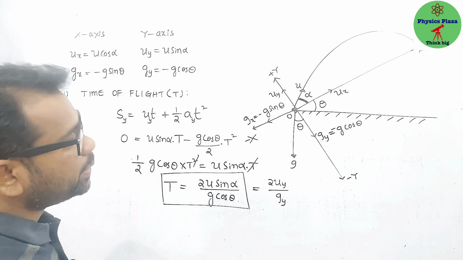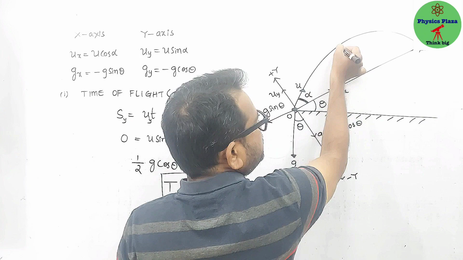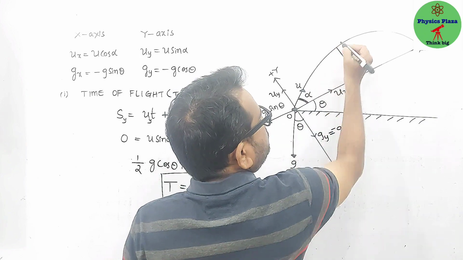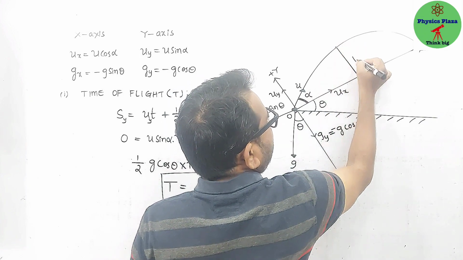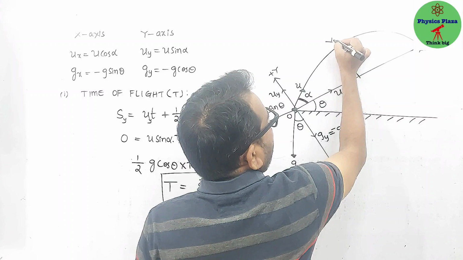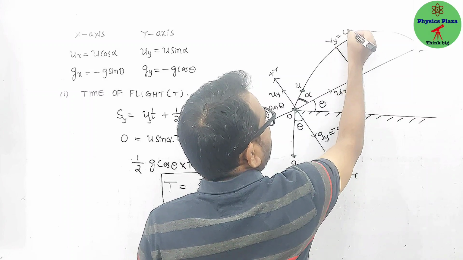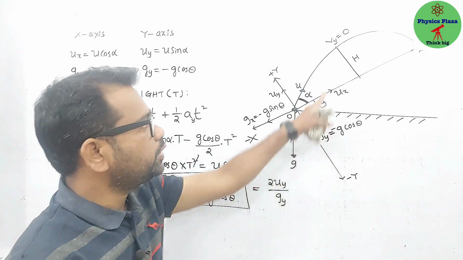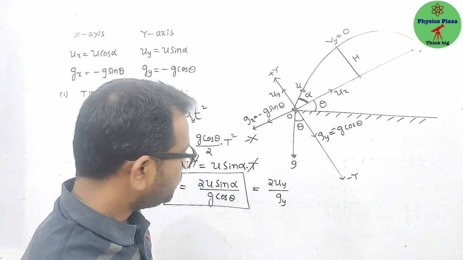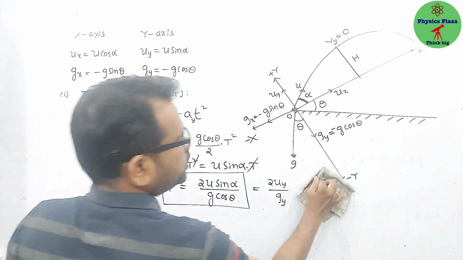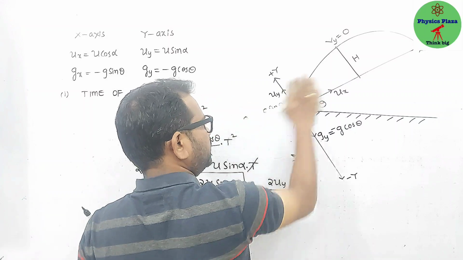Now we are going to talk about the maximum height. Yes, this is the maximum height. At the maximum height h, the final velocity of the vertical component is going to be 0. This point you should remember. I think I need some space. Can I erase this portion? Okay, now it is not required.